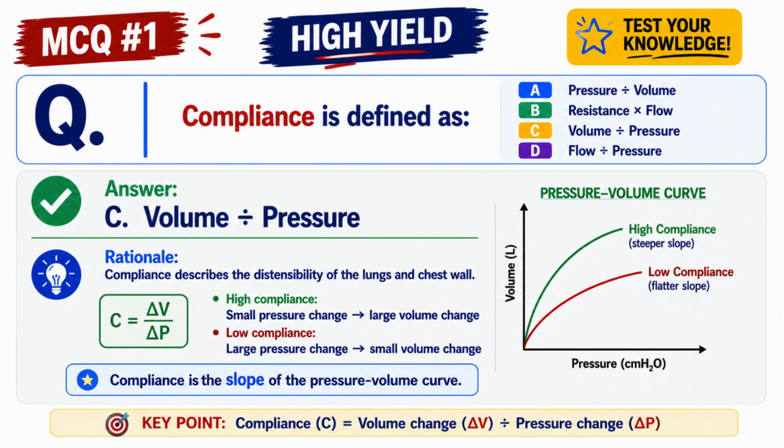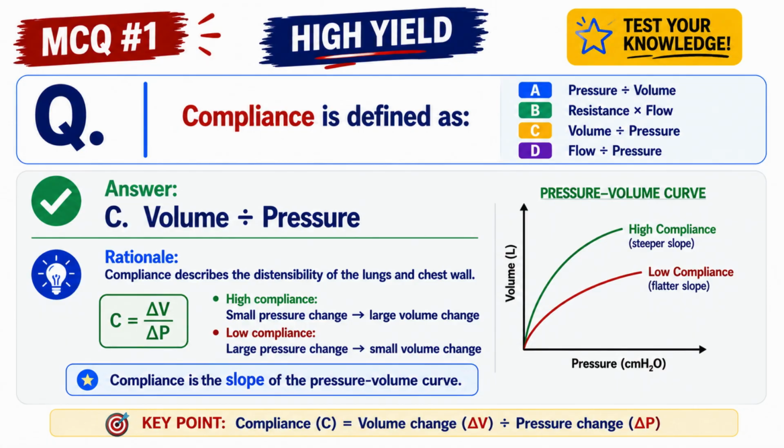High compliance: a small pressure change produces a large volume change. The lung is easy to inflate, like a compliant balloon that stretches easily. Low compliance: a large pressure change is required to produce even a small volume change. The lung is stiff, hard to inflate, like trying to blow up a paper bag.